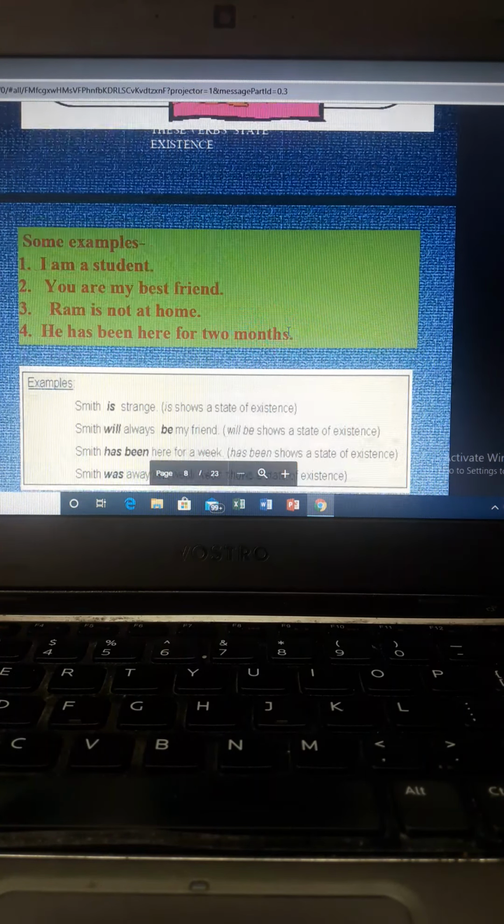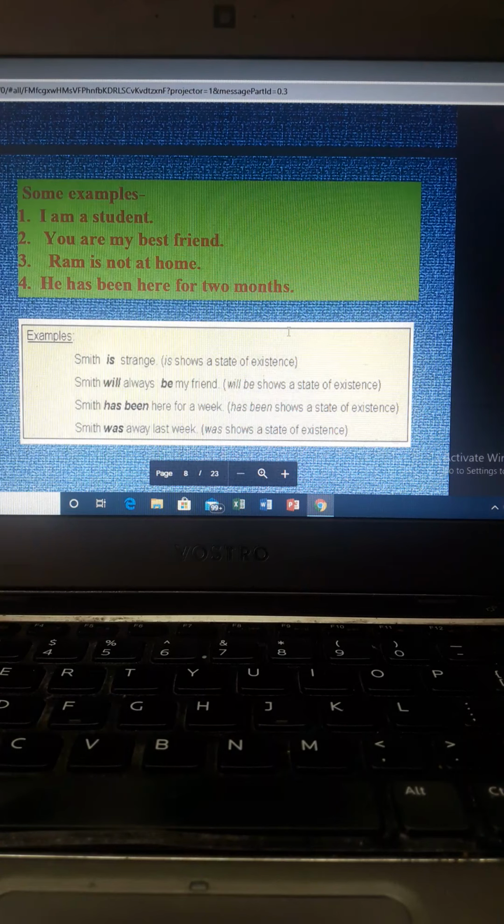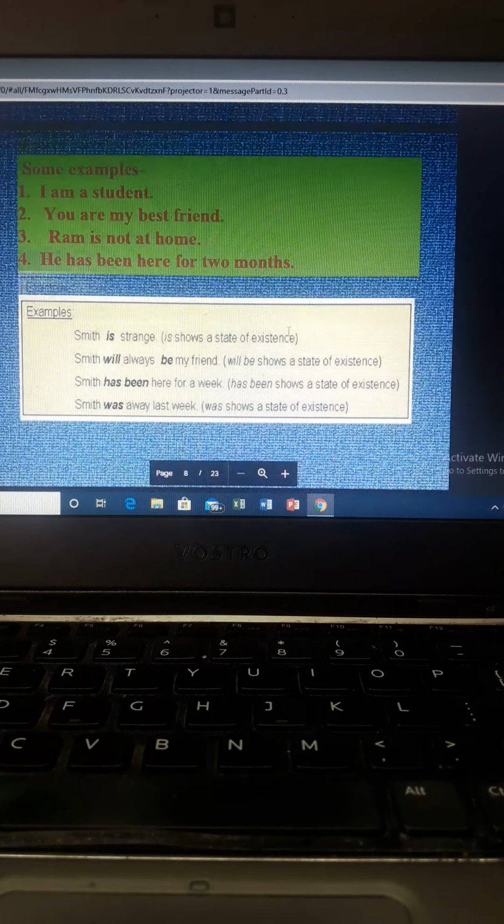Okay. Then some more examples. Smith is strange. That shows a state of existence. This is the state of being. Will be, has been, was. All these verbs will show you the state of existence.